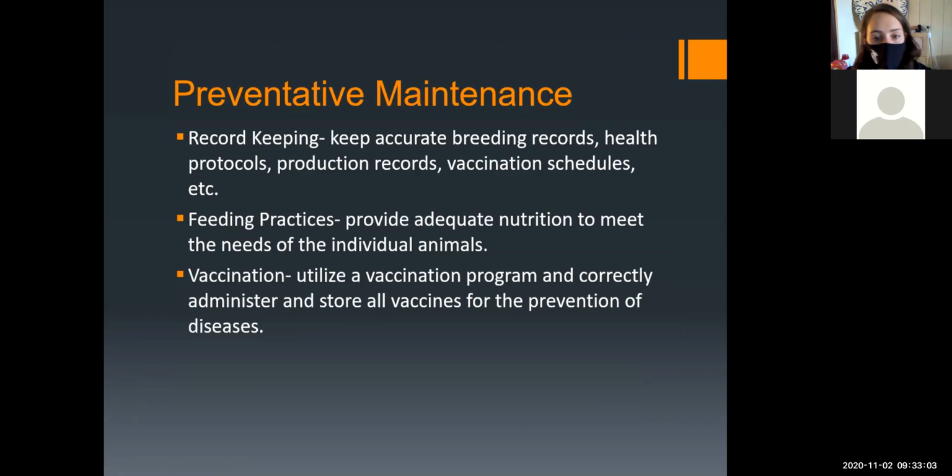All right, some things to do for preventative maintenance, some things to make sure that you're doing. Make sure you keep records of your animals. You want to keep records of who the parents are for certain animals. If you're breeding, you want to keep records of when you dewormed them, when you vaccinated them.